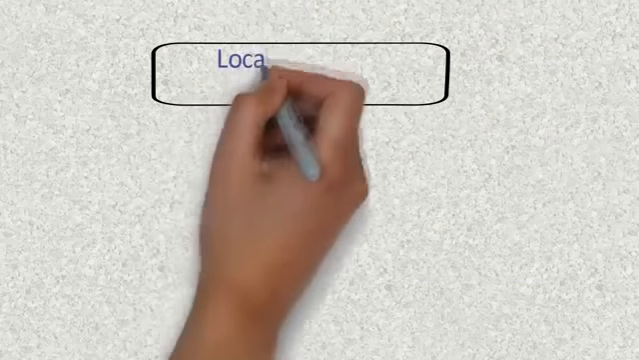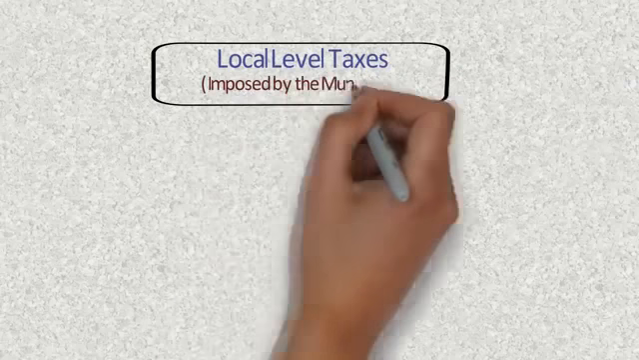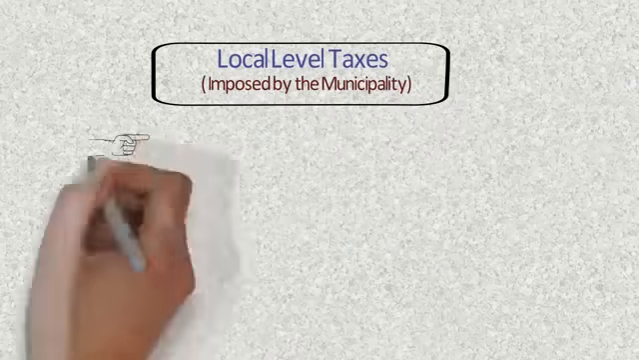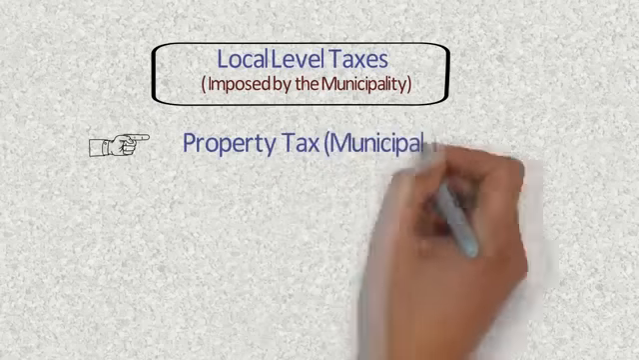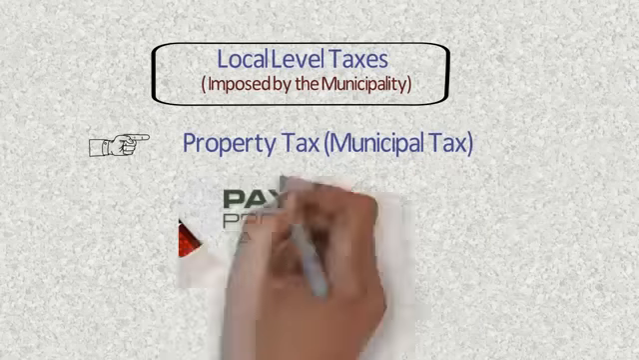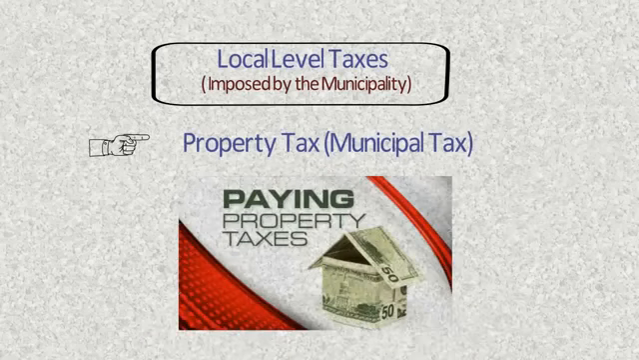Now it's time to have a look at the third and last level of taxes, which is the local level. These taxes are imposed by the municipality of the local area. Property tax. Property tax is the annual amount paid by the property owner to the local government or the municipal corporation of his area. The property includes his house, office building, and the property he has rented to others. Property tax includes taxes like lighting tax, water tax, and drainage tax.